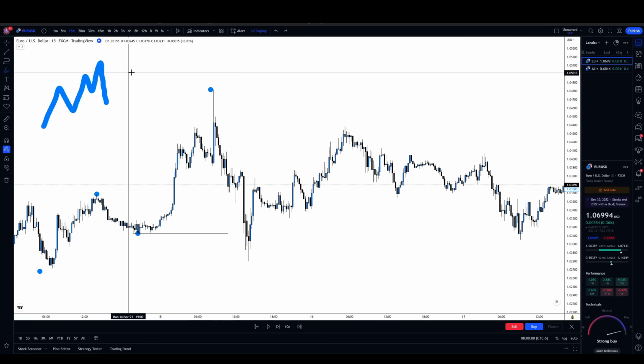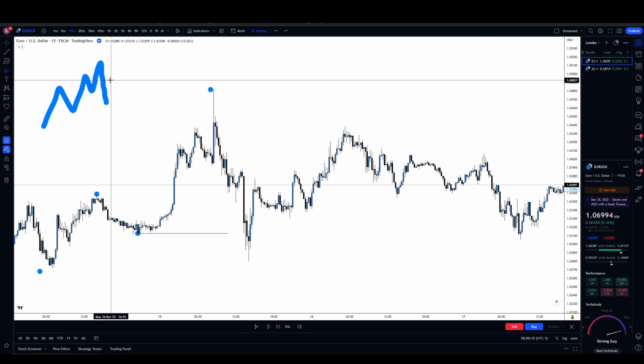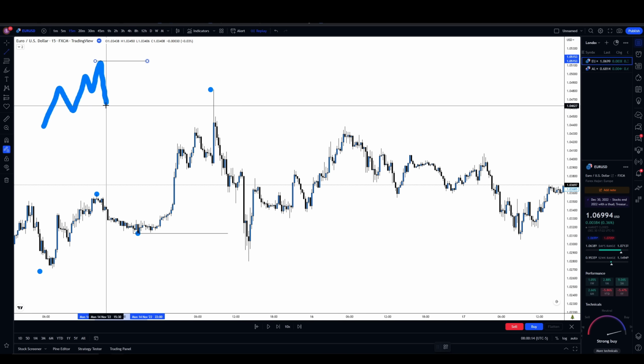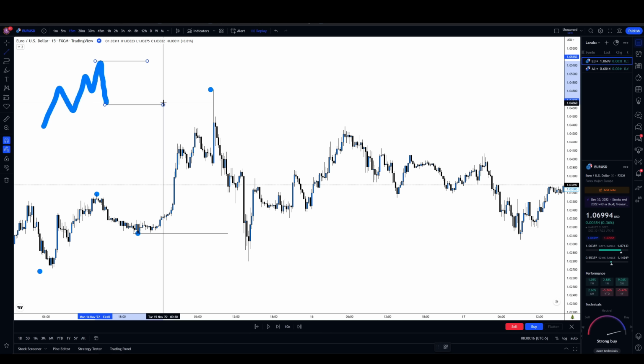So in that case, what do we do? What we want to do is go back to the origin of the move. The origin of the move means where the move actually started, where buyers lost control and where sellers took over. Remember, in this game, you're not here to prefer one side over the other. You're here to trade what you see and what's present.